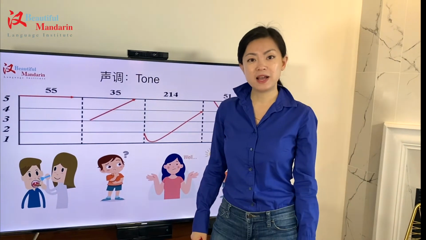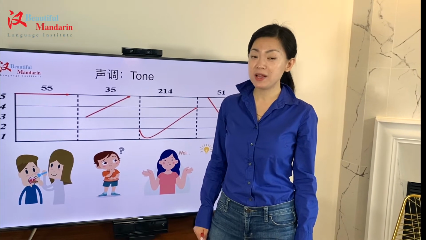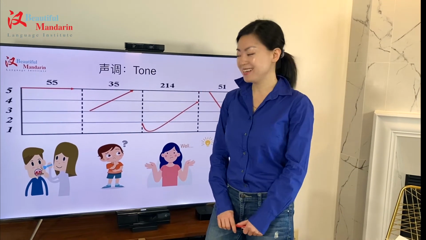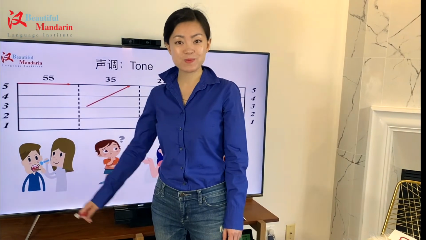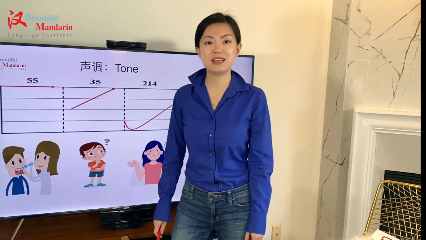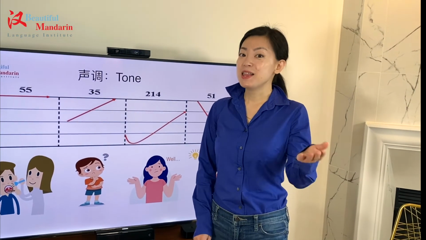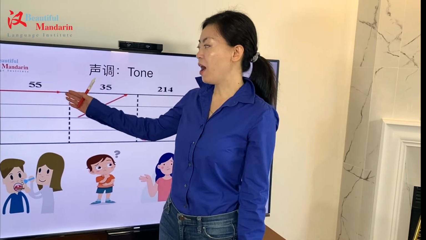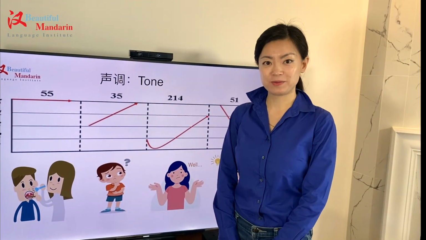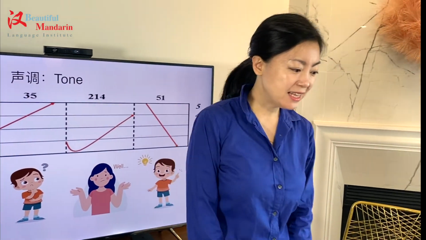Let me give you an example. It's like when your throat doesn't feel comfortable and you want to go to check the doctor. And what does the doctor let you do? Usually they will let you say, ah, ah. So that's the feeling, how you read the first tone. Let's use this letter to practice four tones.